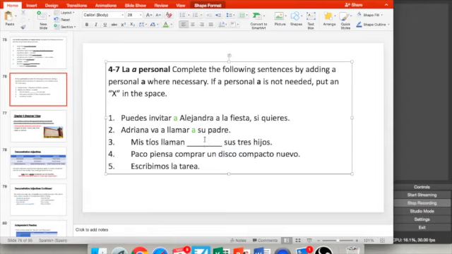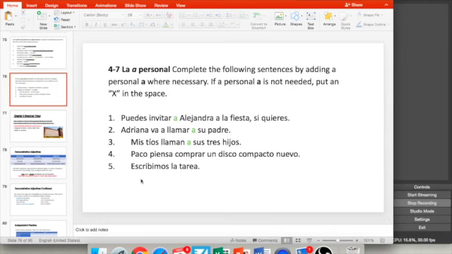Number 3. Mis amigos llaman blank sus 3 hijos. My aunts and uncles call their 3 children. They call who? They call what? They call their 3 children. Oh, are 3 children people? Yes, they are. So you need a personal a. Mis tíos llaman a sus 3 hijos. All right, hopefully you're feeling better about the way this personal a process works and direct object pronouns in Spanish.